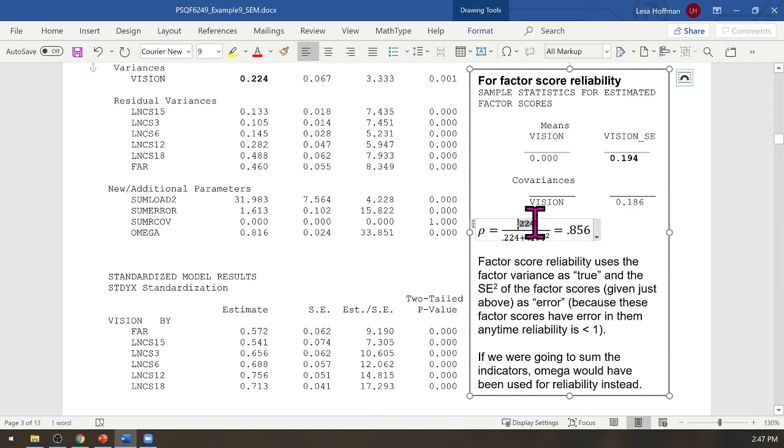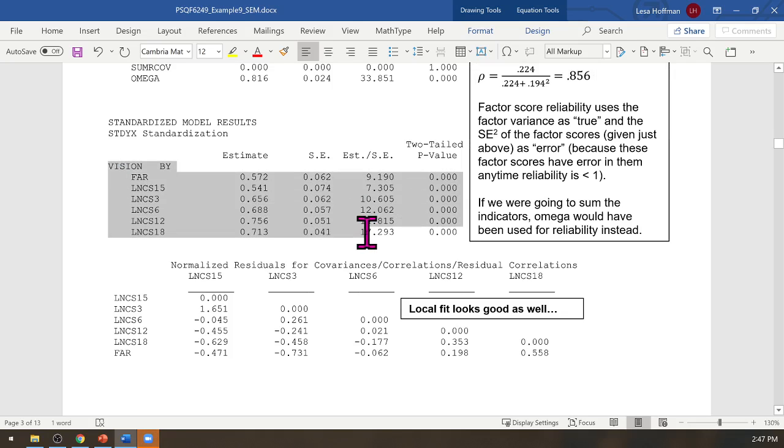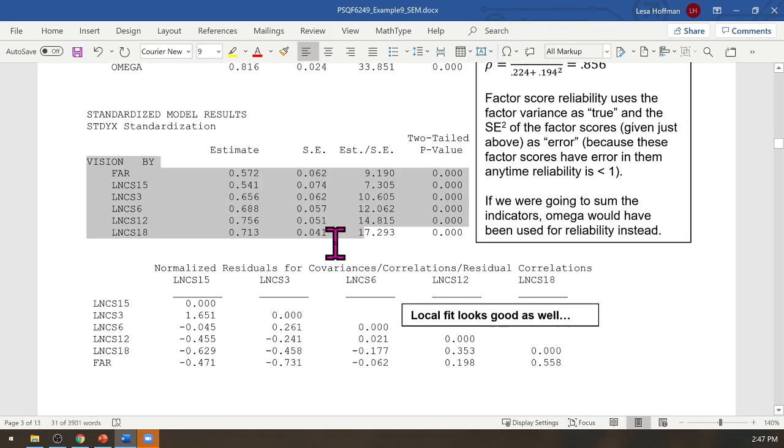So it's factor variance over factor variance plus standard error squared. So this would be the reliability that I would report if I were to use these factor scores in a subsequent analysis. It's actually a little bit higher, but it's not perfect. And here are my standardized loadings. These are correlations of each of the indicators.